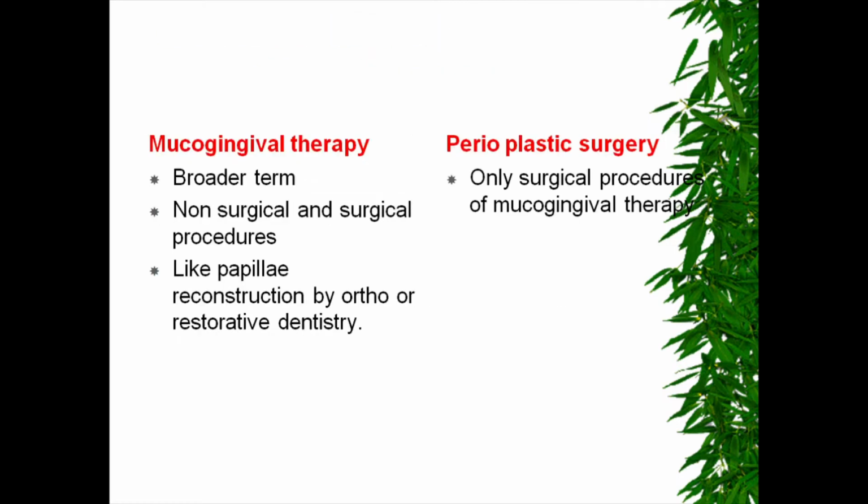What is the difference between mucogingival therapy and perioplastic surgery? When the term therapy is there, it's a much broader term. It includes non-surgical and surgical procedures. So the important difference is that it includes non-surgical procedures like papillar reconstruction by orthodontic and restorative dentistry. But in perioplastic surgery, only the surgical procedures of mucogingival therapy were there. Non-surgical procedures were excluded from perioplastic surgery.